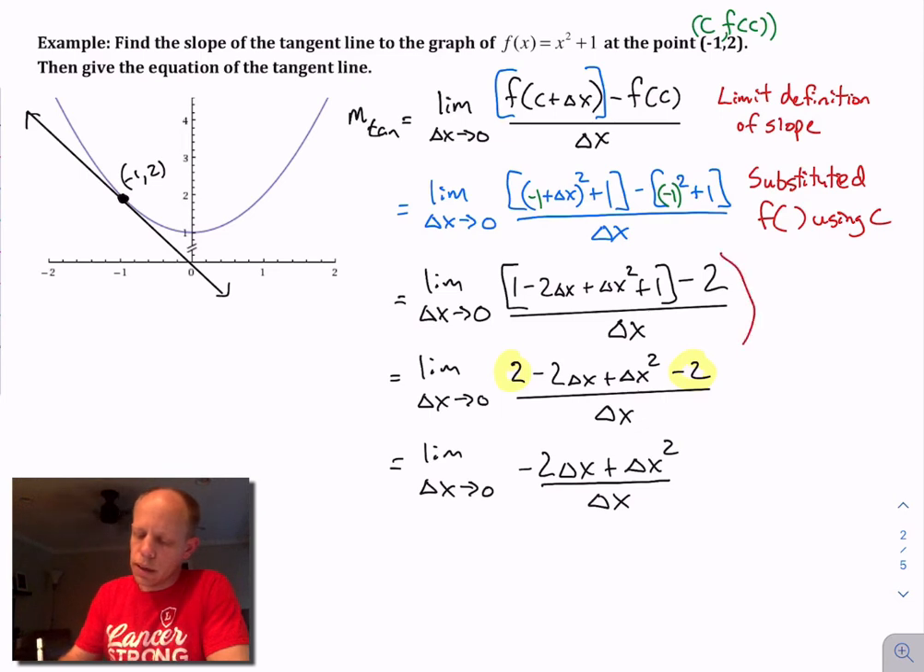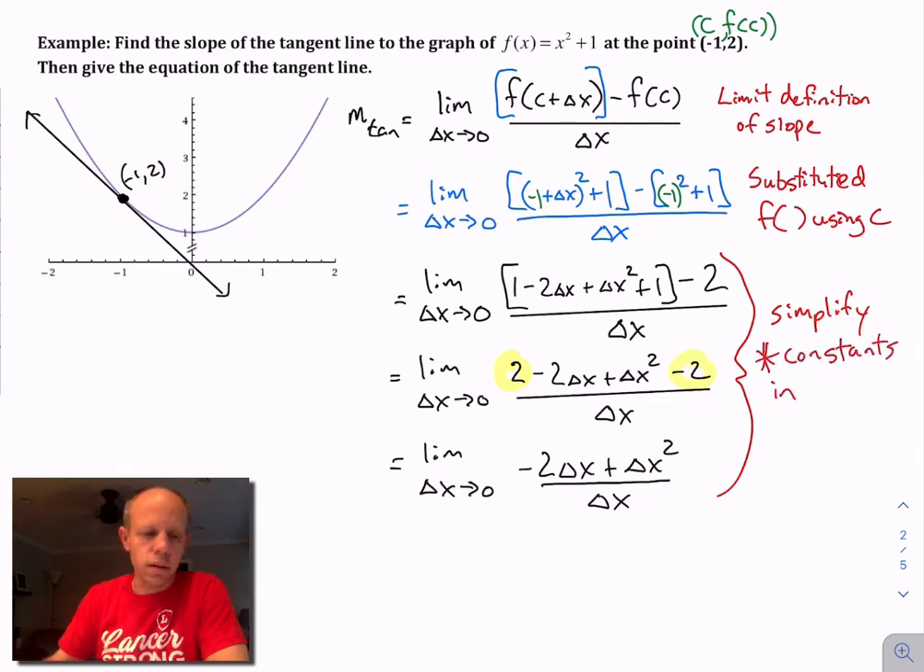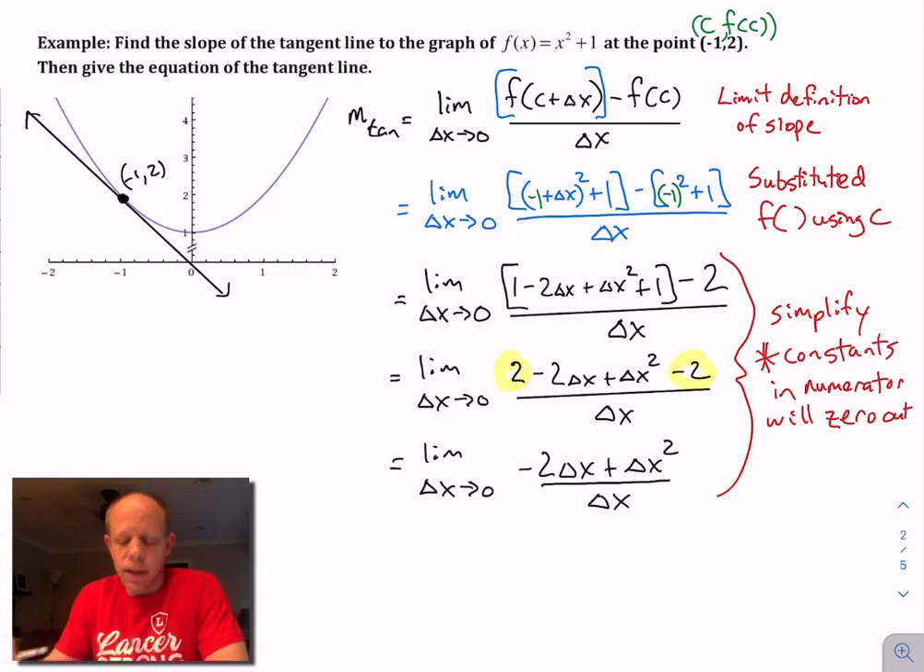So what we did in this entire step, we simplified. And so we just used all the algebra skills that we've been learning up until this point. And one very important note: when you simplify, the constants in the numerator will zero out. And it's extremely important that those do zero out. You're going to see why in a second.